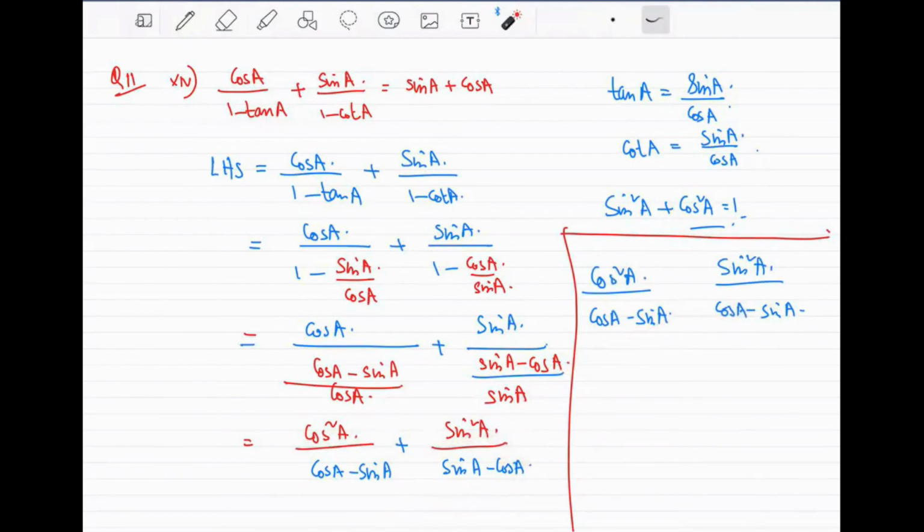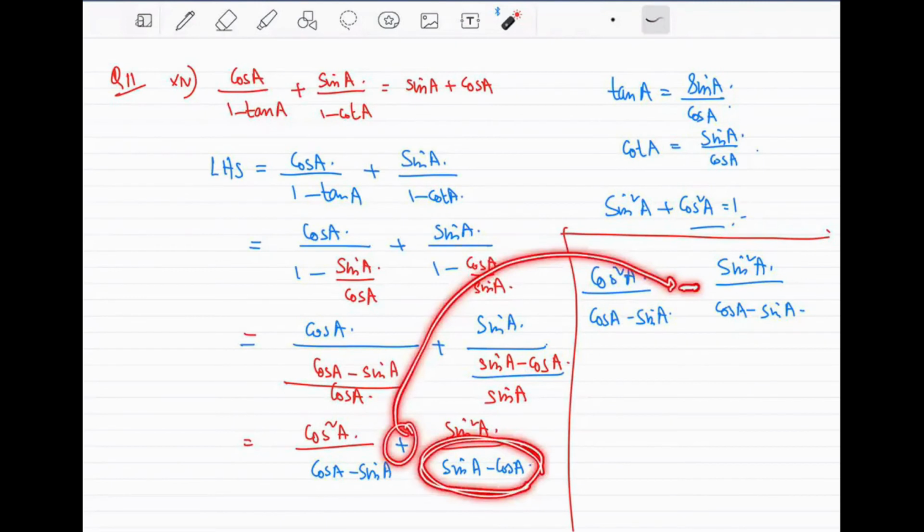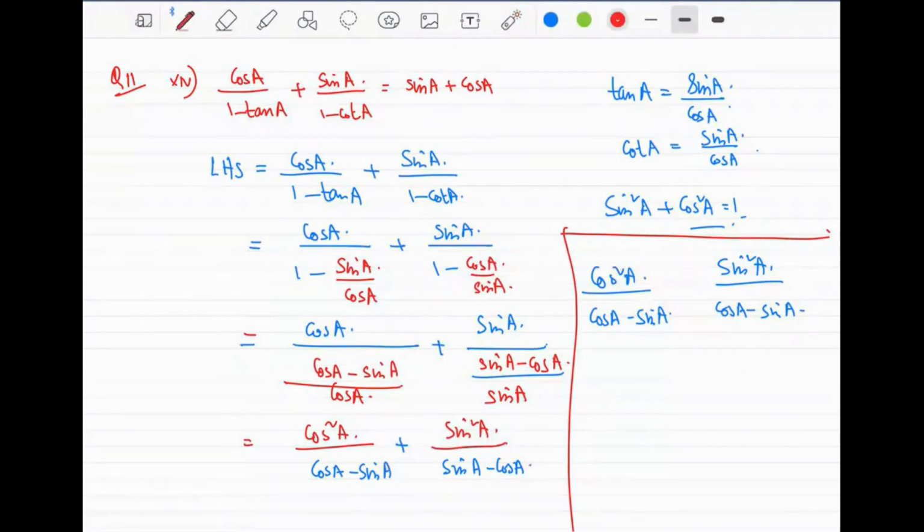What will happen then? If B minus A is changed into A minus B, a minus sign will appear, right? So here also a minus sign will appear. This minus sign along with the plus sign right here, if you multiply the two, we will get a minus sign. Plus minus is minus. So the plus here will be changed into a minus sign. Why? Because sine A minus cos A is changed into cos A minus sine A. So this will be changed into minus.